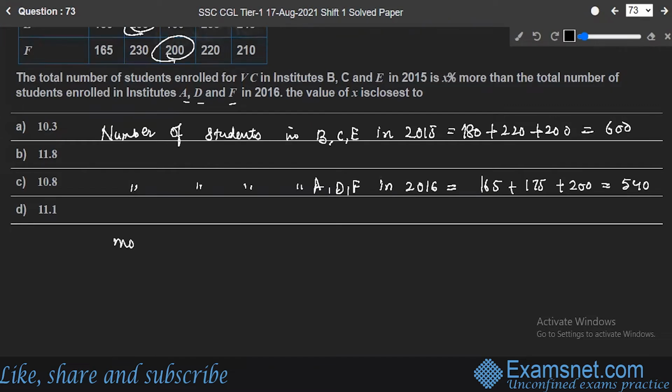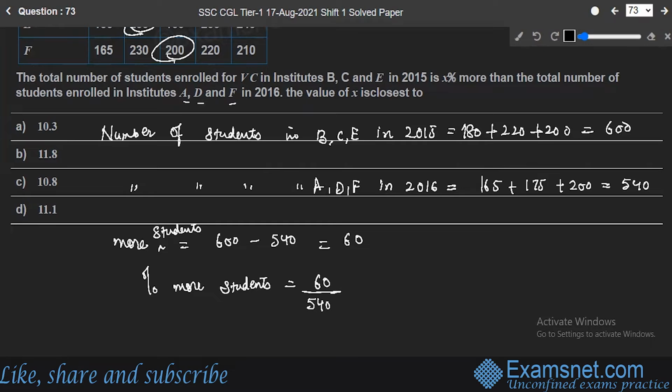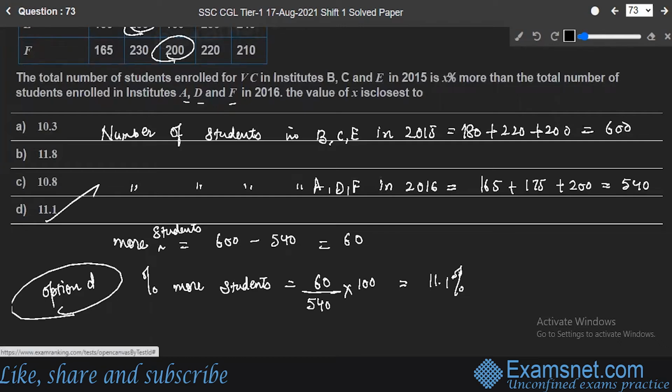So how much is more? More students is 600 minus 540, which is equal to 60, right? The percentage of more students is 60 upon 540 into 100, which gives you 11.1%. So option D is the answer to the question. Hope you are clear. Next, question number 74.